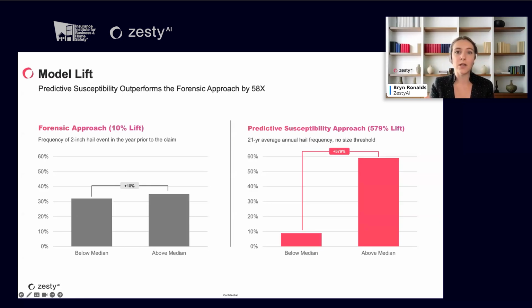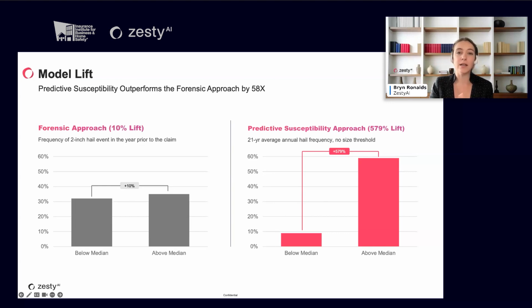Compare this instead to what we call the predictive susceptibility approach. So this is utilizing all hail sizes, and it's also utilizing the history. There are specific conditions and areas that have the right environmental factors to create the convective storms needed to produce hail. So we can really utilize and leverage that historical context to create these climatologies that I showed earlier. So this is the 21-year average annual hail frequency, no size threshold. So we don't care about the hail size. We want all available hail reports. And now that is the predictor in the model.